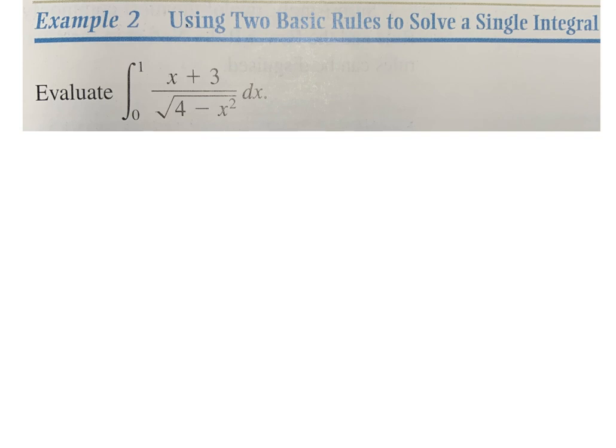Let's look at this guy. We have a 4 minus x squared, which is indicative of what? 2 squared minus x squared. That's indicative of an arc, right? One of the arcs. Specifically, it's going to be sine. Secant has the function on the outside too.